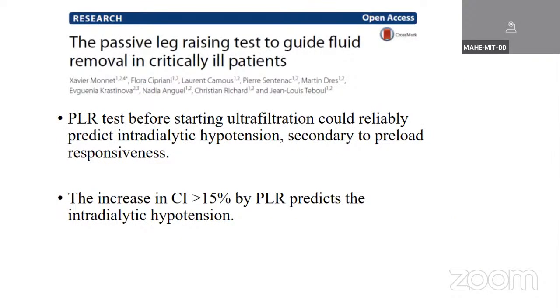So the PLR can be used to guide fluid removal as well. In patients, first you do a PLR test before starting ultrafiltration, and we can predict the intradialytic hypotension. Secondly, preload responsiveness: before starting dialysis, if a patient has an increase in cardiac index by more than 15% because of PLR, that means the patient can have intradialytic hypotension.